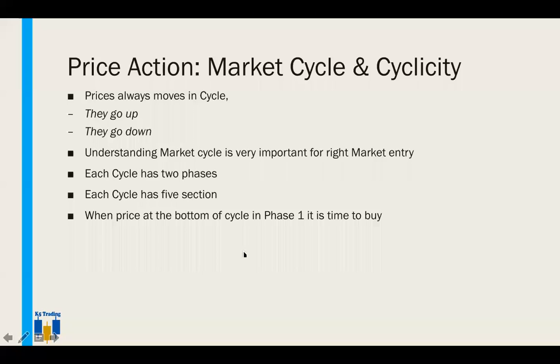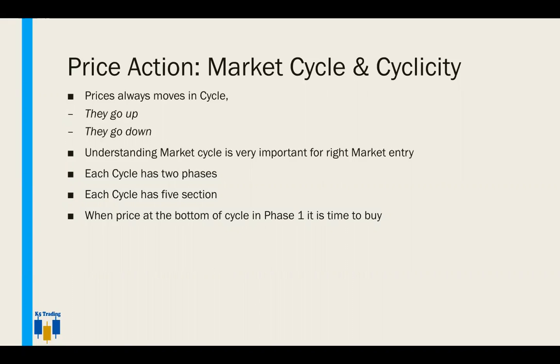Now, once you understand the reversal candle and the reversal patterns, the next thing that comes is the market cycle and cyclicity. Cyclicity means the prices go up and the prices go down. You need to understand where the price is at that particular time in a market cycle. So the market goes up, the market goes down. If you know where you are at the current level, that helps you understand whether you want to enter into the market or not.